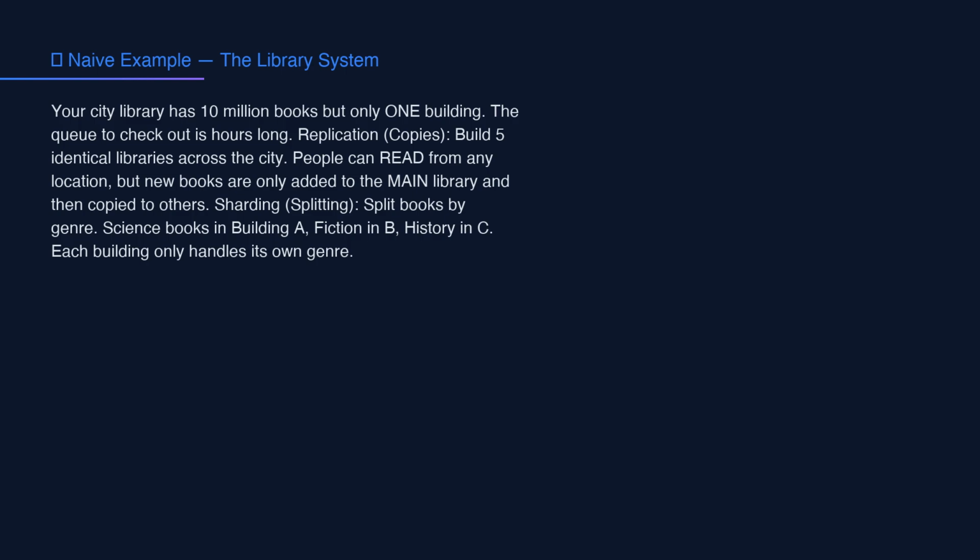But what if the problem isn't the line, but space? That's where sharding comes in. Split the 10 million books across 5 smaller, specialized buildings. One for fiction, one for science, and so on. Now each building only manages 2 million books.